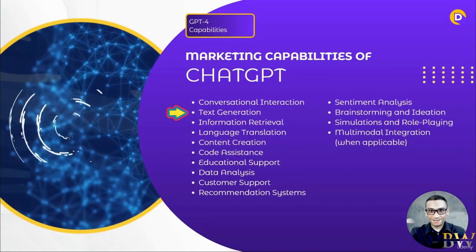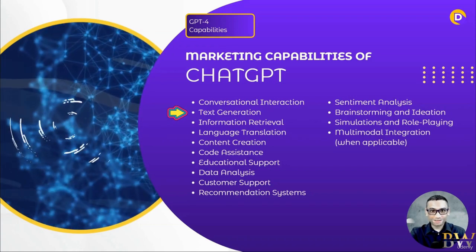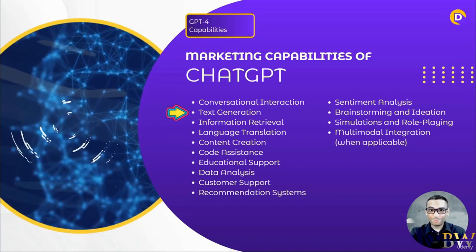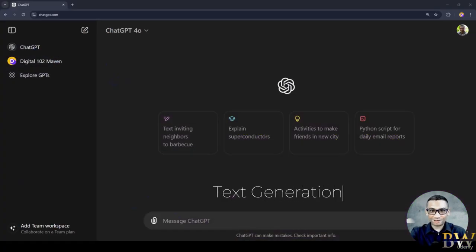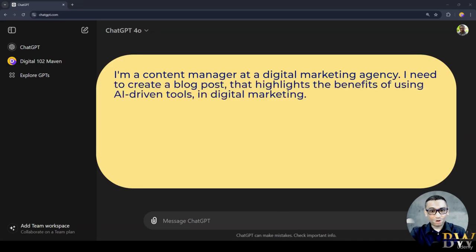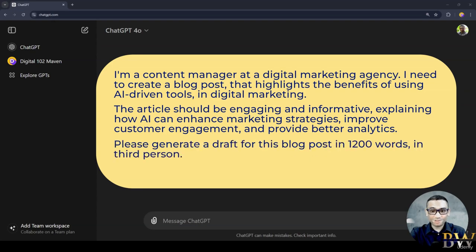ChatGPT can generate human-like text for a variety of purposes, including creative writing, articles, and even reports. It can craft compelling narratives, dialogues, and scripts. Let's see how ChatGPT handles text generation. Here's a simple prompt. I'm a content manager at a digital marketing agency. I need to create a blog post that highlights the benefits of using AI-driven tools in digital marketing. The article should be engaging and informative, explaining how AI can enhance marketing strategies, improve customer engagement, and provide better analytics. Please generate a draft for this blog post in 1200 words in third person.